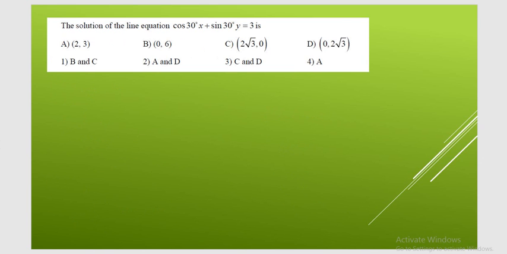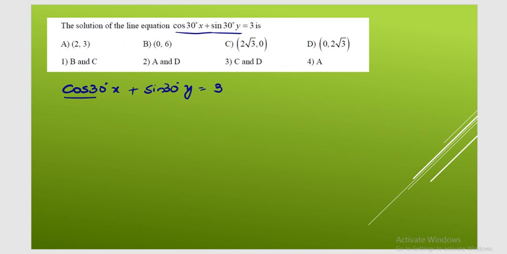The solution of the line equation cos 30x plus sin 30y is equal to 3. To solve this particular question, I need to know the trigonometric values, right? So what is the given thing? Cos 30 degrees x plus sin 30 degrees y is equal to 3.